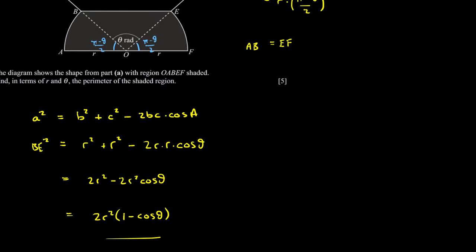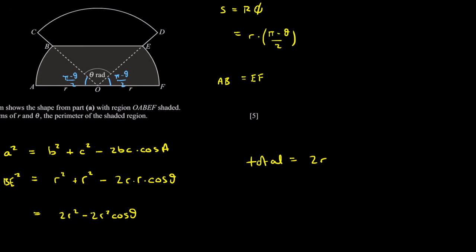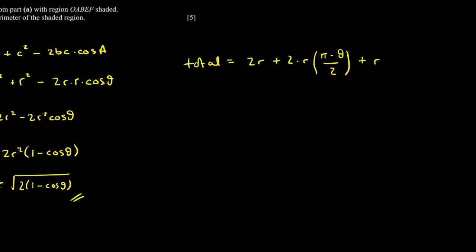So what's the total perimeter? Let's just go around. We have this length here, which is r plus r, so we've got 2r. And then we've got these two arc lengths, that and that. Each of those is equal to this, but we times it by 2 because we've got 2 of them, so plus 2 lots of r times pi minus theta over 2. And then we've got to add on this length here for BE, which was r times the square root of 2 bracket 1 minus cos theta.